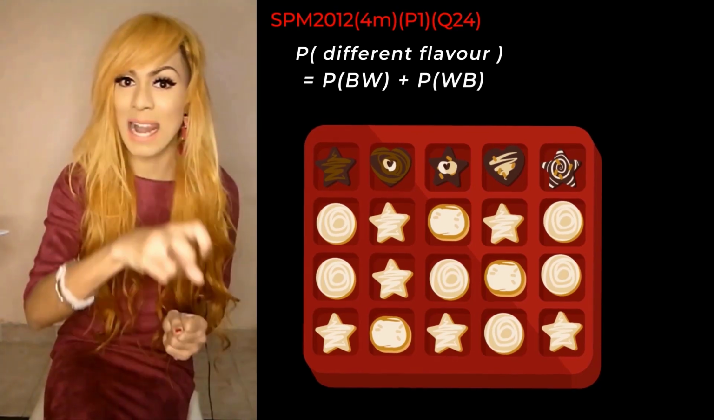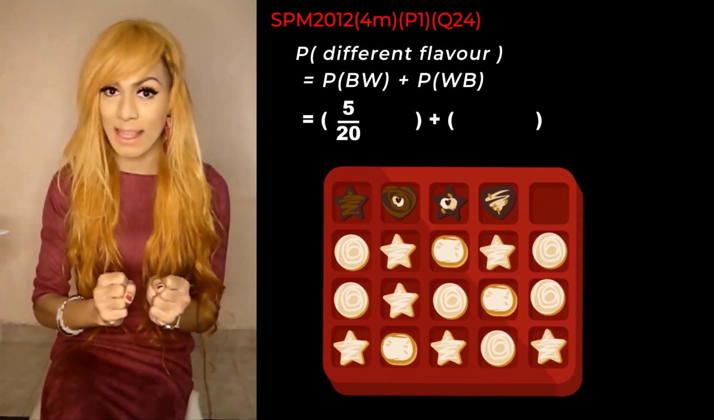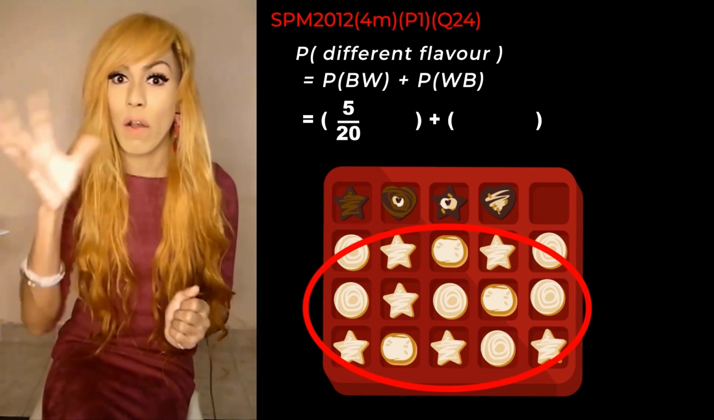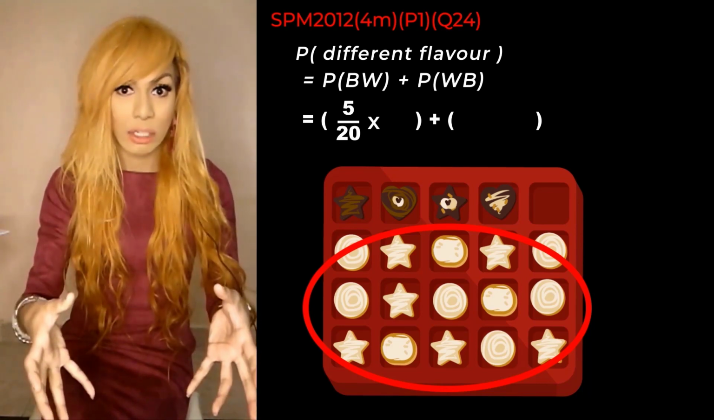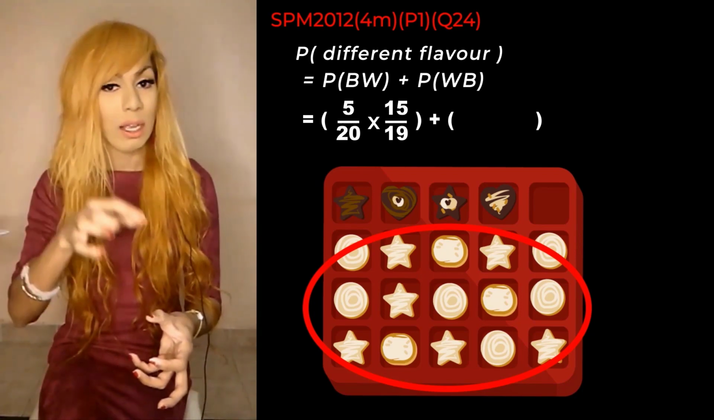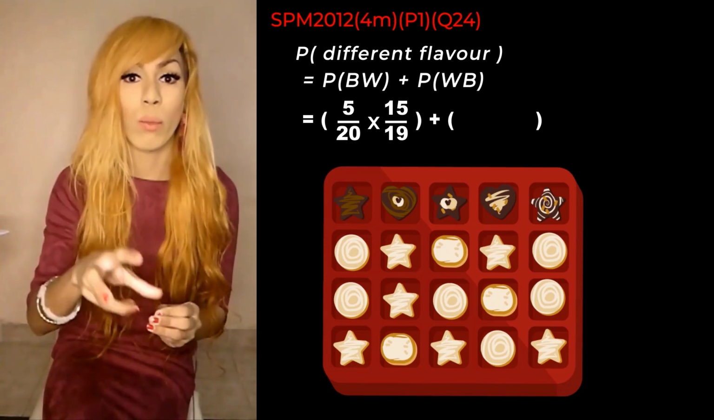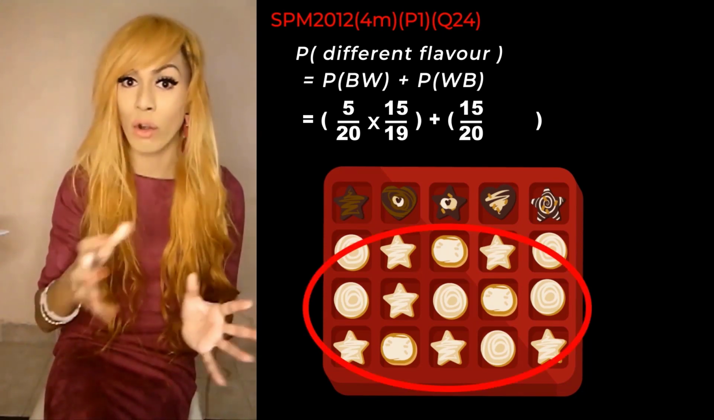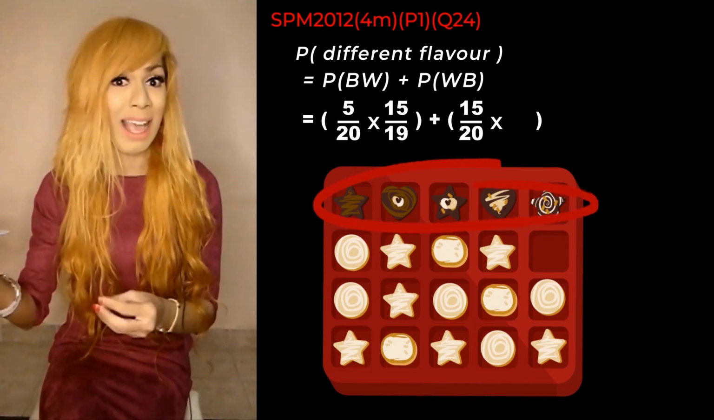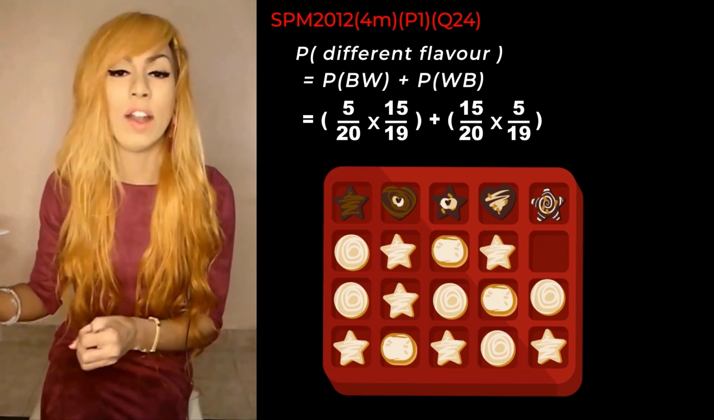So when we take out black first, it will be 5 upon 20, right? And then we want to take white. White is still full. We still have 15 white. So 15 over the total, now no longer 20. We have only 19, because we already picked up the black one first. So the second one, which is plus white black: for us to pick up white, it is 15 upon 20. So 15 over 20 times 5, which is black. We still have 5 black. So 5 over, but the total is no longer 20, over 19.